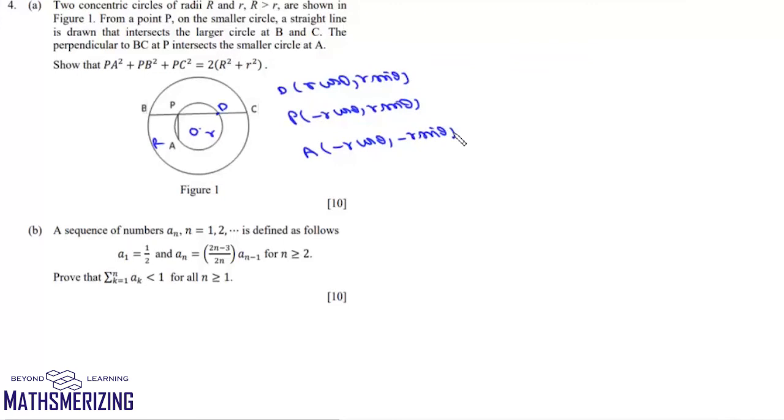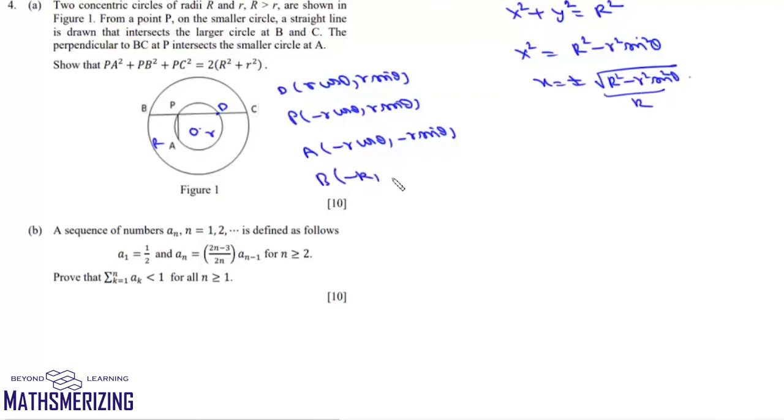Now we need to find the value of B and C. Now equation of this larger circle will be x square plus y square equals capital R square. Now here value of y will be r sin theta. So we can write x square equals R square minus r square sin square theta. So value of x will be plus or minus under root of R square minus r square sin square theta. Suppose this value is k. So it will be minus k comma r sin theta, and value of C will be plus k and r sin theta. Now we need to find the value of PA square plus PB square plus PC square. Now what is PA square?